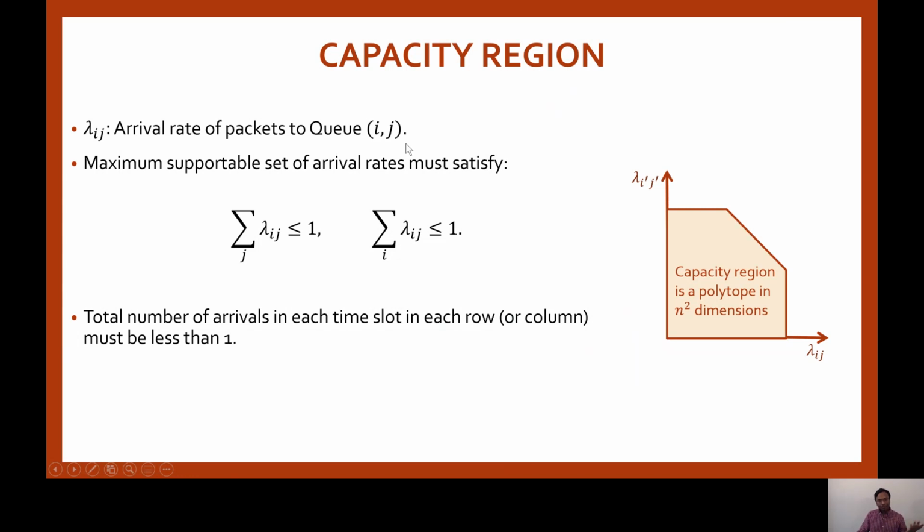And one can show that the maximum supportable set of arrival rates should satisfy these two inequalities. Remember, in each time slot, in each row, I'm serving at most one packet. Therefore, for stability, the total arrival rate into each row should be less than 1. And similarly, the total arrival rate to each column should be less than or equal to 1. And these constraints essentially form a polytope in n squared dimensions, because we have n square variables, and we have 2n constraints here.